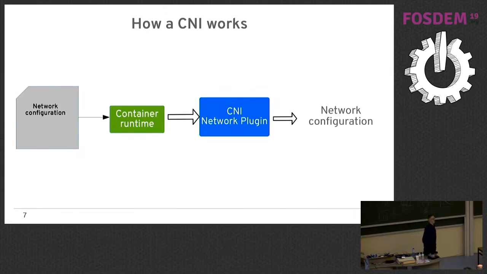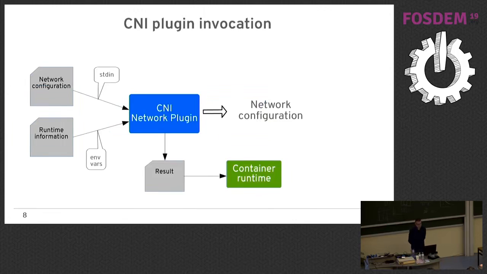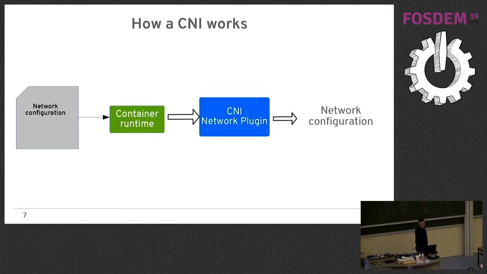How does it work? When the container is created, the network namespace is created, the container runtime looks for a network configuration file. Inside the network configuration file, it finds the information on how to find the networking plugin. Using this information, it invokes the CNI plugin and network configuration is done. Let's look at the CNI plugin invocation. The plugin receives two pieces of information. One is the network configuration file. This is exactly the same file which was used by the container runtime to find the CNI plugin.